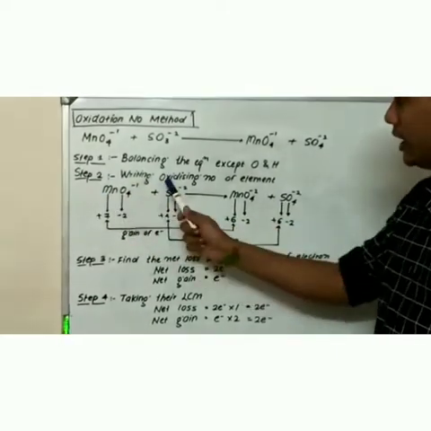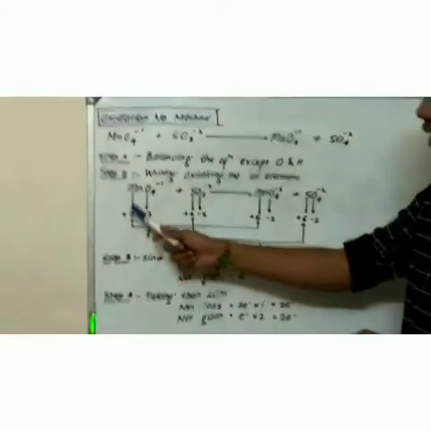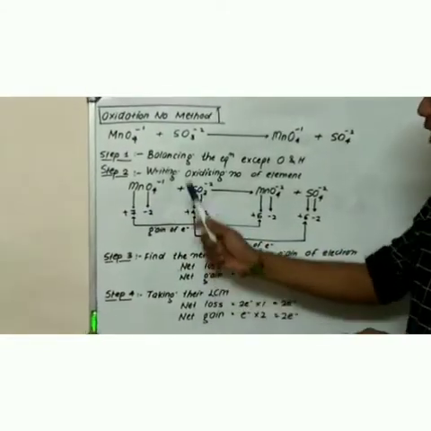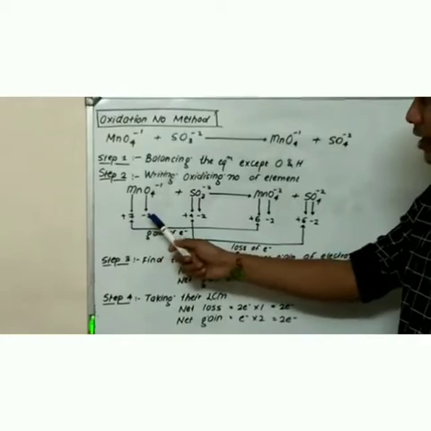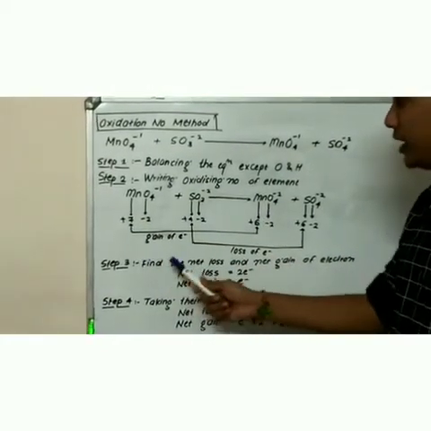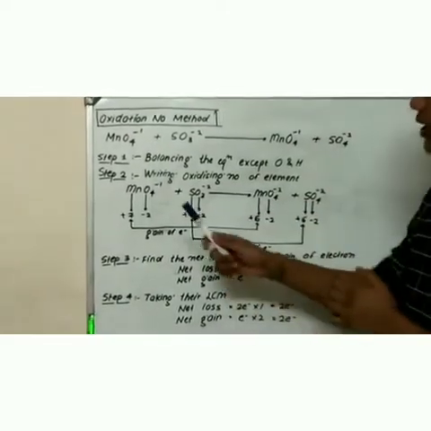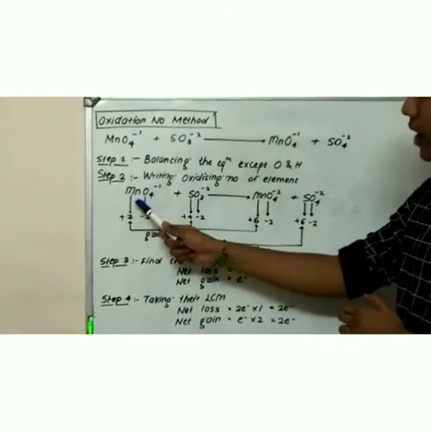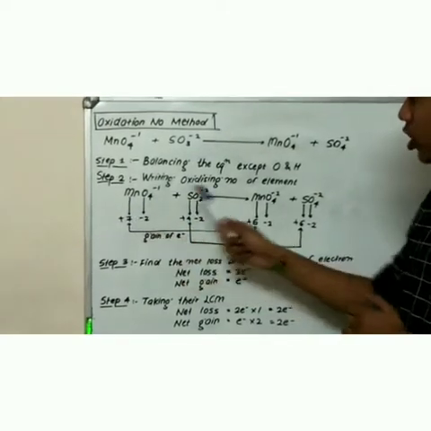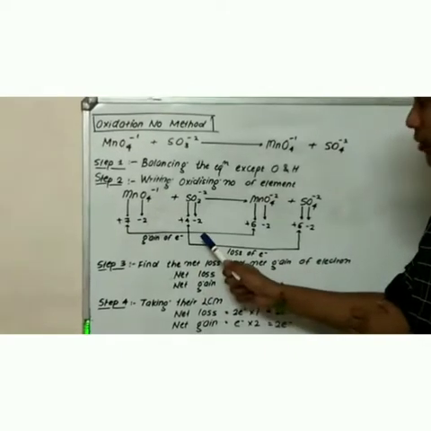Step 2, write the oxidation number of each element. Here I have already written the oxidation number of each element: Mn plus 7, oxygen minus 2, sulfur plus 4 and so on. Step 3, find the net loss and the net gain of electrons. As you can see, the oxidation number of Mn changes from plus 7 to plus 6. That is, there is a gain of 1 electron.